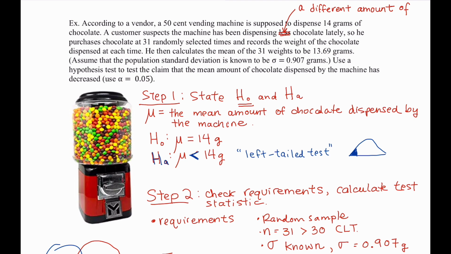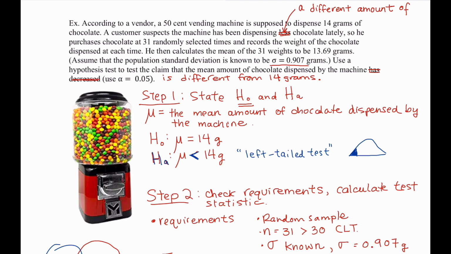So he purchases chocolate at 31 randomly selected times and records the weights of the chocolate dispensed each time. He then calculates the mean of the 31 weights to be 13.69 grams. And we're still going to assume the population standard deviation sigma is known. So use the hypothesis test to test the claim that the mean amount of chocolate dispensed by the machine, instead of has decreased, is different from 14 grams. So it's not 14 grams.